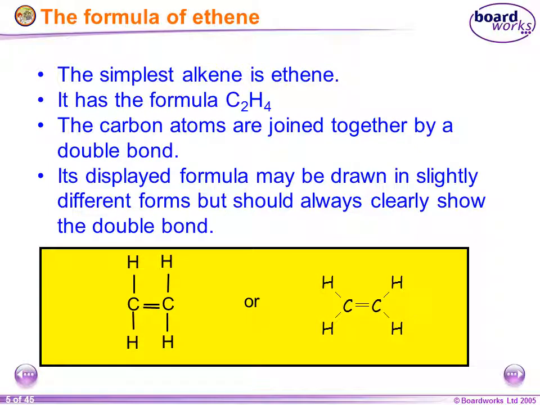The simplest alkene is ethene. It has the formula C2H4. The carbon atoms are joined together by a double bond. Its displayed formula, if you remember what they are, may be drawn in slightly different forms, but should always clearly show the double bond. So make sure you've got 2 lines between the C's.